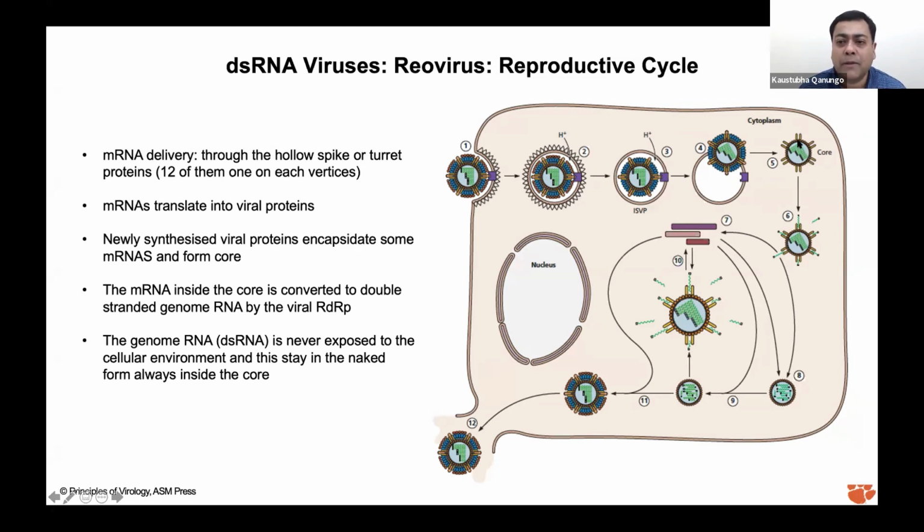Now what happens inside, you have the double-stranded RNA. As soon as these caps are removed, it changes the conformation, and the RNA-dependent RNA polymerase becomes active inside the virus, and it starts making the mRNA inside the virus, which leaves the viral particle through these portals. These are the opened-up hollow turret proteins, or the spikes, which were completely covered right here.